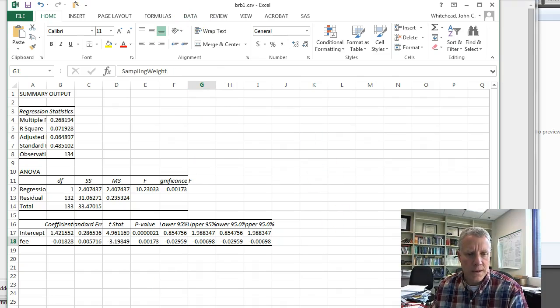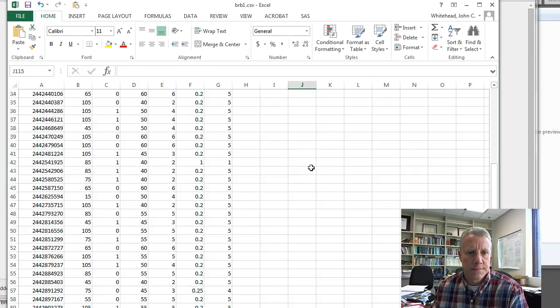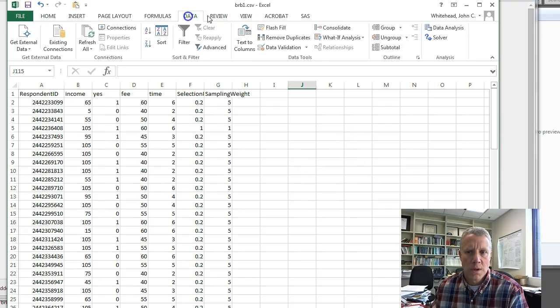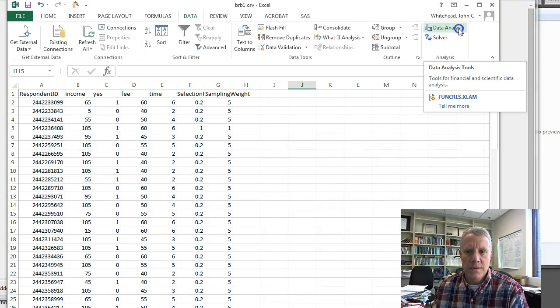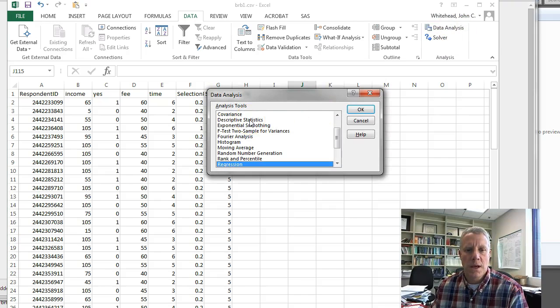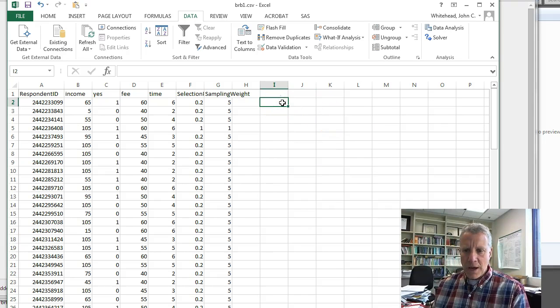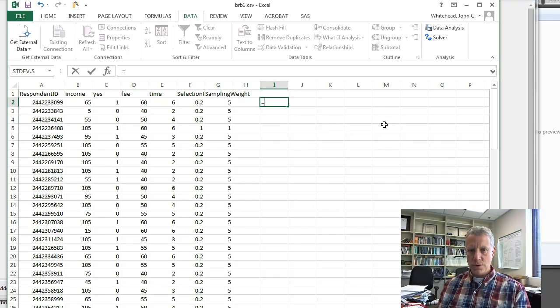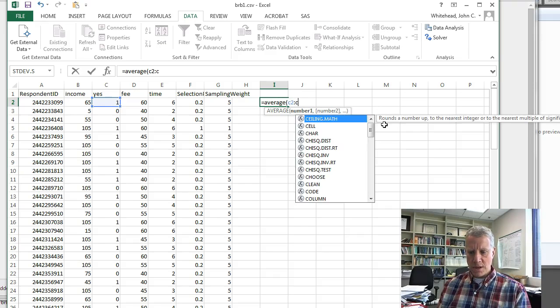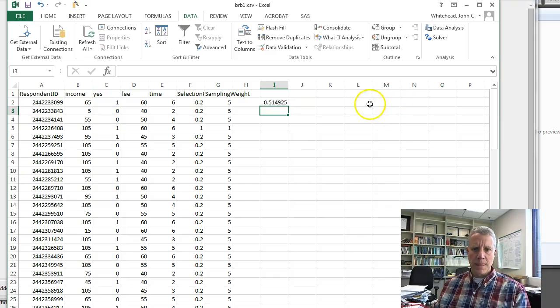Let's go back to the data. We'll go back to data and data analysis. We'll pass on descriptive statistics because the question only asks for what is the mean. So let's do equals average of C2 to C135. So that tells me that the average of people who say yes they would sign back up is 0.51.